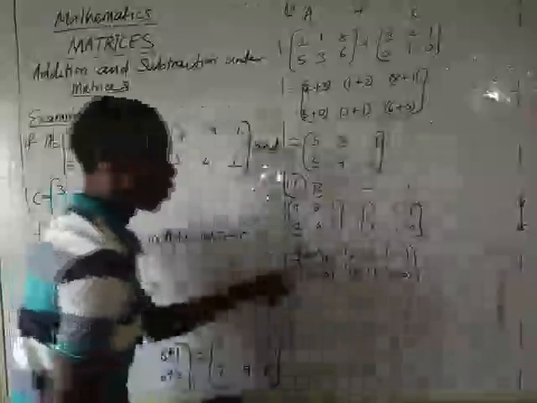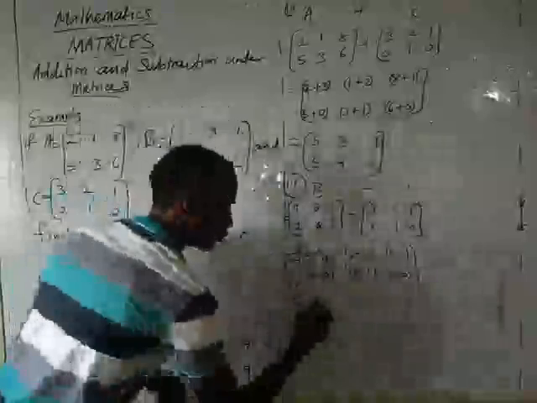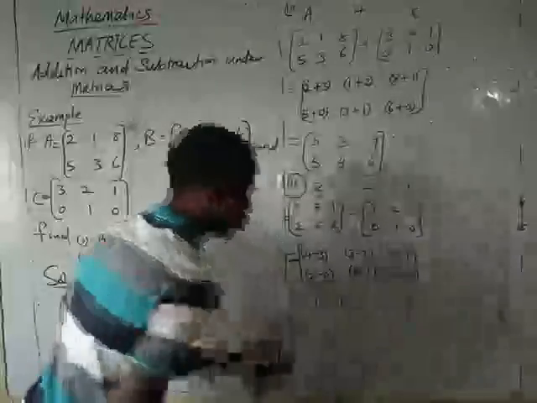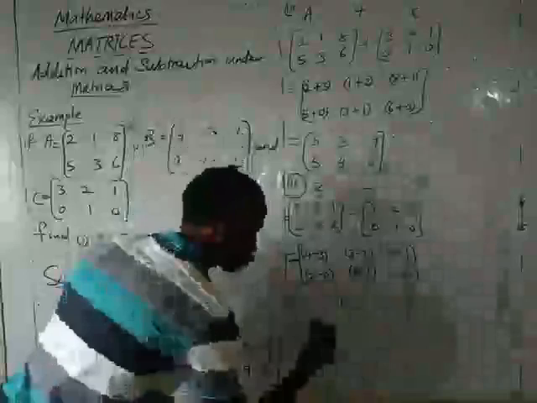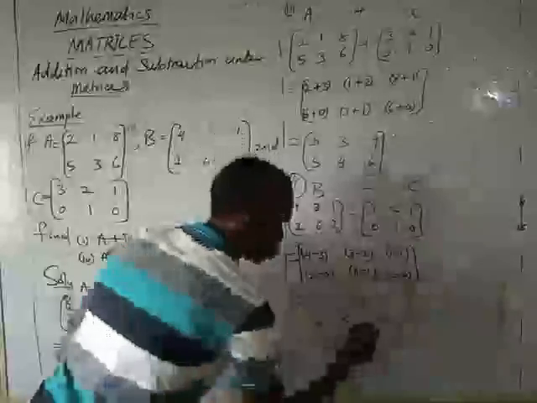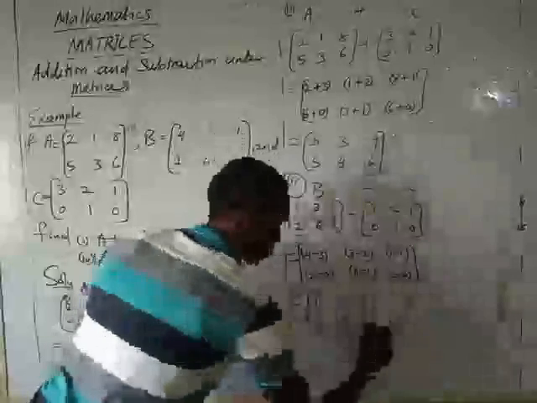So my 4 minus 3 will give me 1. My 3 minus 2 will give me 1. My 1 minus 1 will give me 0. 2 minus 0, 2. 6 minus 1, 5. And 2 minus 0, 2. So this will be the value for my question there.